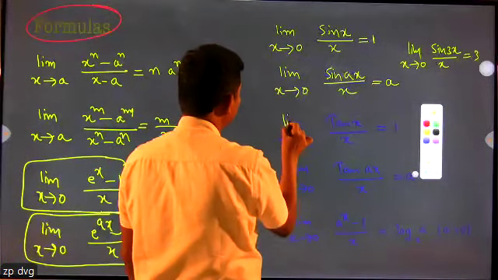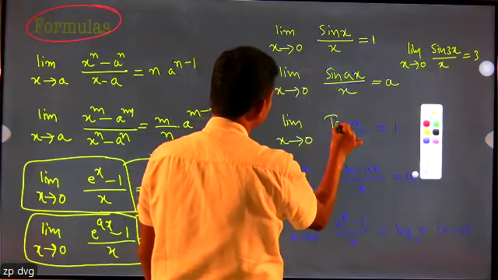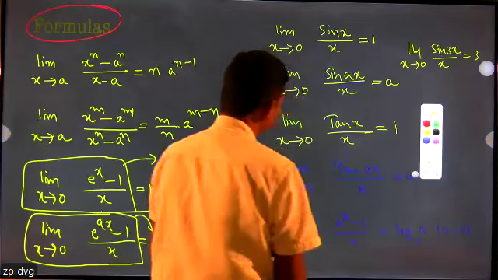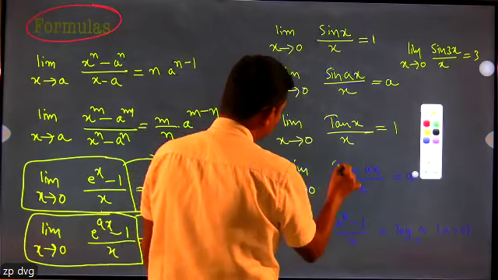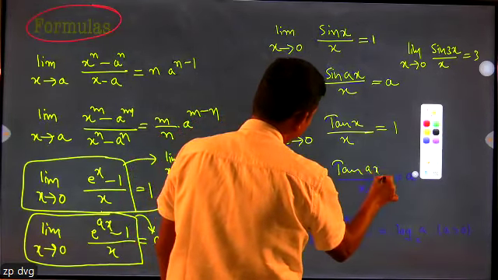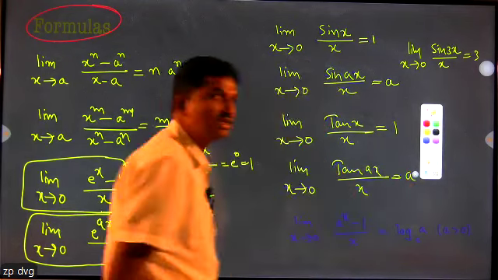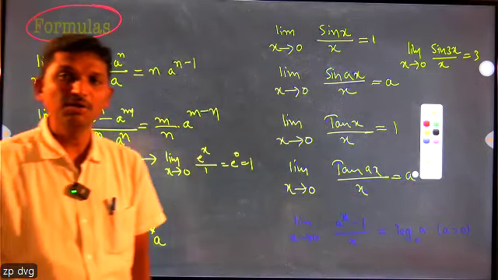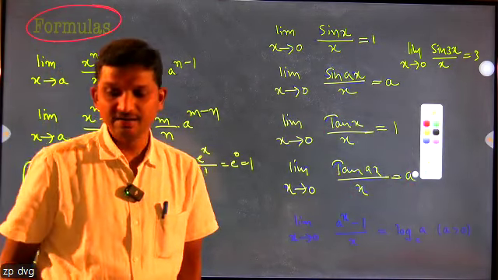This works for tan x by x also. All these things you learn, but these things are needed before starting continuity. That's why we are doing all these things. Limit x tends to 0, tan x by x is 1. Limit x tends to 0, tan x divided by x equal to a. In case if you forgot these things, no need to worry. You can derive all these things with the help of L'Hospital rule, right? Now we'll move to next slide.